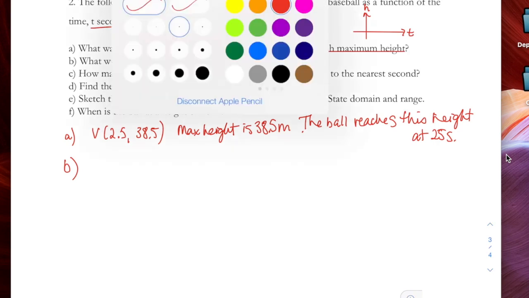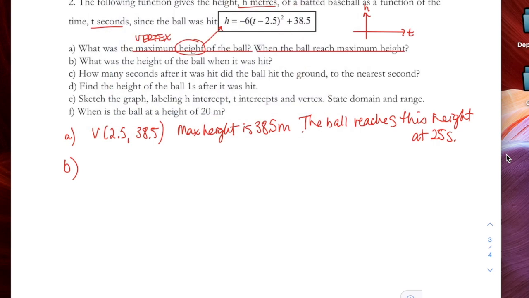So it's asking me what the height of the ball was when it was hit. Now, this is another key point in our parabola. When it was hit means when t equals 0. So the flight of this ball doesn't actually start until it was hit. So basically, what we're being asked for is the h-intercept. So what we do is we set t to 0 and we solve for h.